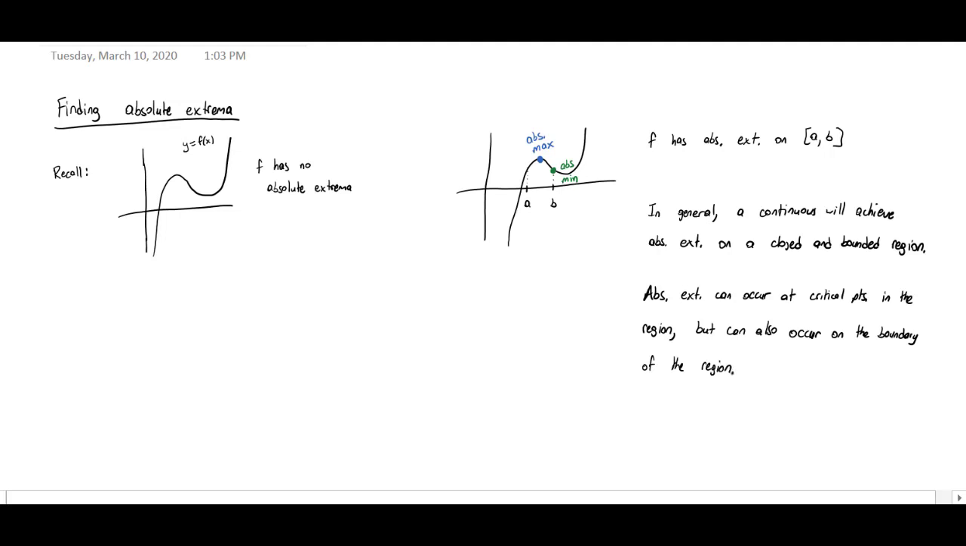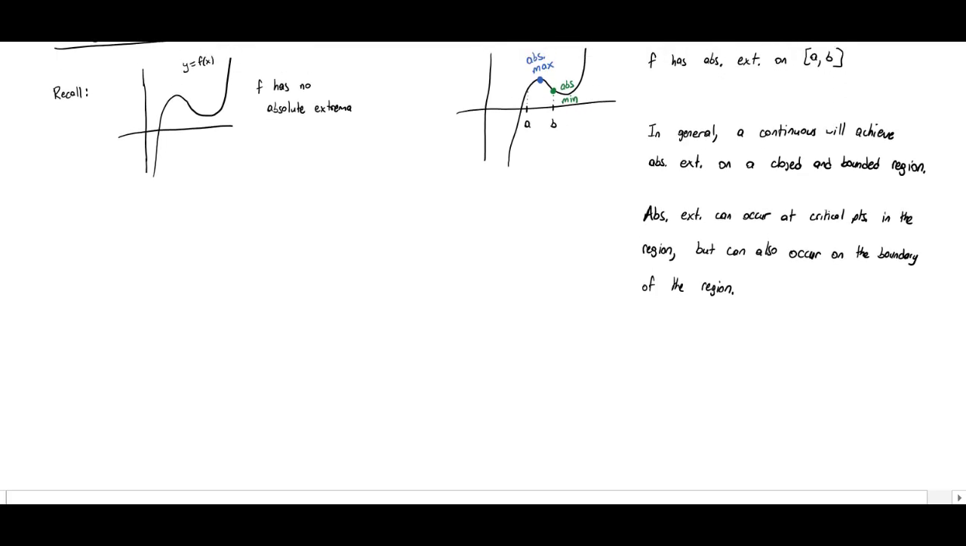So in our problems, when we are trying to find absolute extrema, we are going to be restricted to a closed and bounded region, and to find the absolute extrema we need to do two things. We need to find the critical points, and we also need to check the boundary for any possible absolute extrema as well. So I'll summarize that: in your problems, you will be restricted to a closed and bounded region.